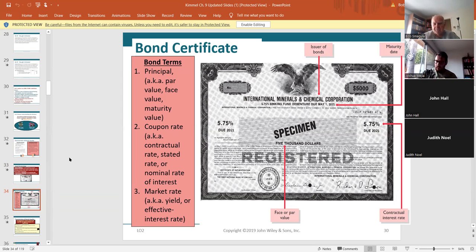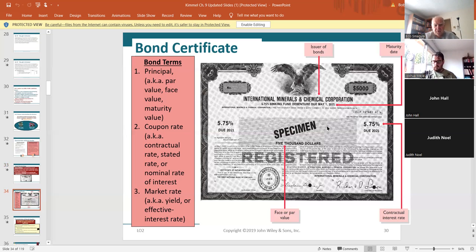If you're looking at this bond here, the rate is 5.75% due 2021. Okay? The coupon rate. The only thing you do with the coupon rate is calculate the amount of interest to be paid to the lender. Okay? And then we have a third term I'd like you to understand clearly.